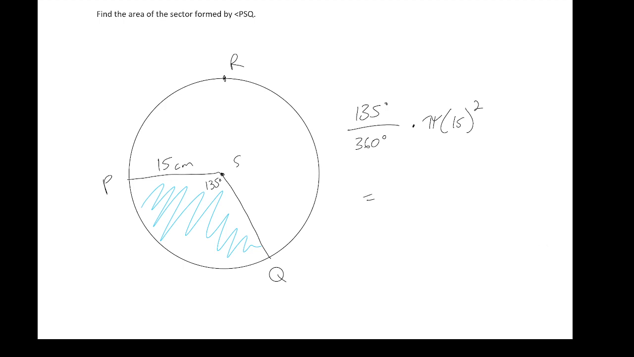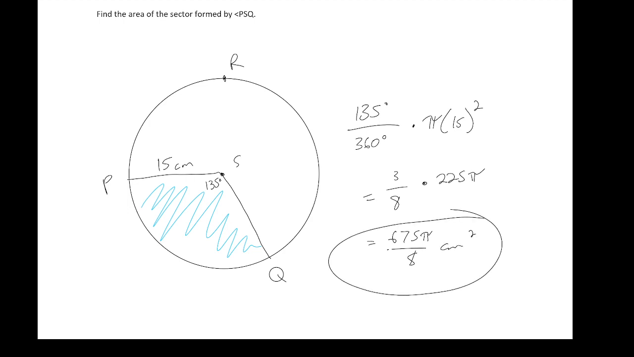So we simplify 135 over 360. You can divide both by 45. So 135 divided by 45 is 3, and 360 divided by 45 is 8. So 3/8 times pi times 15 squared, which is 225 pi. So we have a little bit more work to do. We're going to multiply that on, this is all over 1, so multiply that times the top. So we're going to get 675 pi over 8 centimeters squared, and that is your answer.